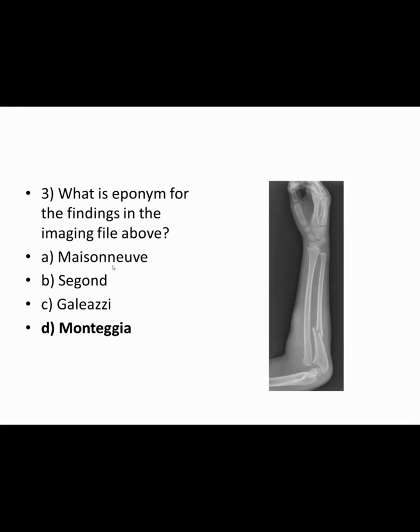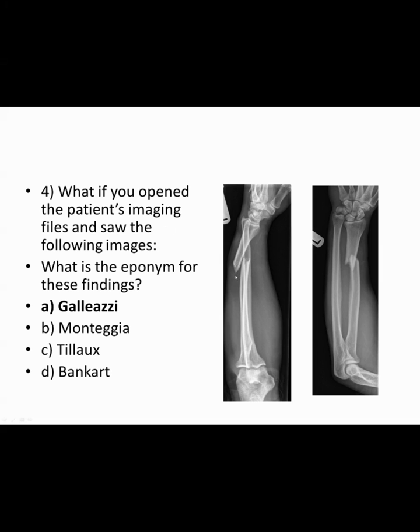A Segond fracture is an avulsion fracture of the lateral tibial plateau. And lastly, a Galeazzi fracture is when there is a fracture of the distal radius with disruption of the distal radial ulnar joint. So we know that that also is not consistent with our imaging findings on the right. Finally, the last question is, what if you open the patient's imaging file and saw these images rather than the ones that we initially interpreted? What would be the eponym for these findings?